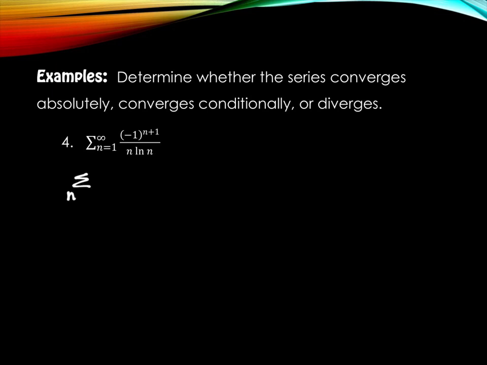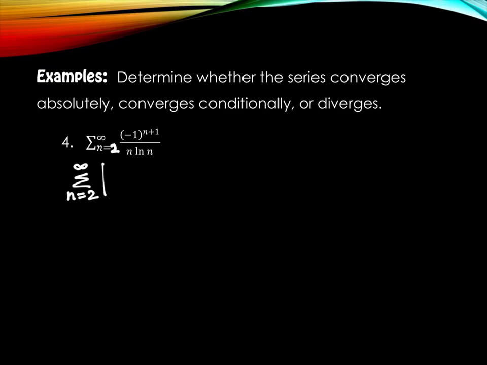Oh, this is a typo. This needs to say n equals 2. Does yours still say 1 or does it say 2? It should say 2. Mine says 1. It's changed in my notes, but it didn't get changed in the slide. Does anybody know why it can't say 1? Yeah, the natural log of 1 would be 0. I'd have a 0 in the denominator, so this needs to start at 2. It was just a typo.